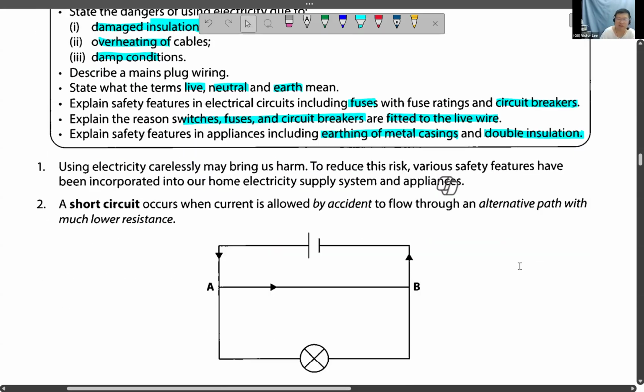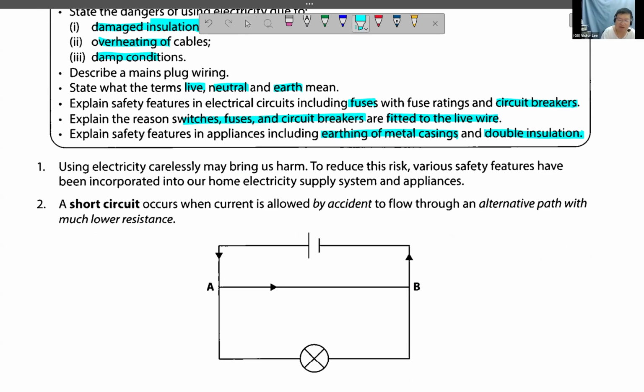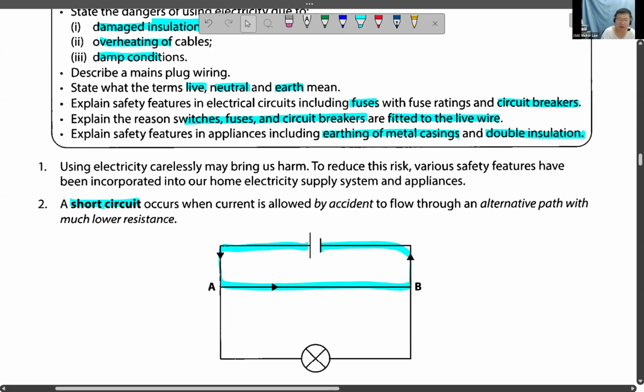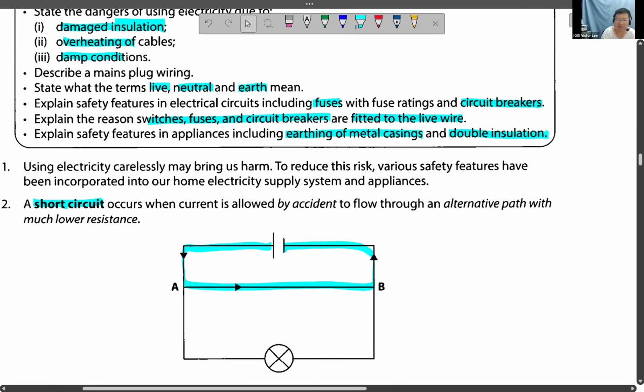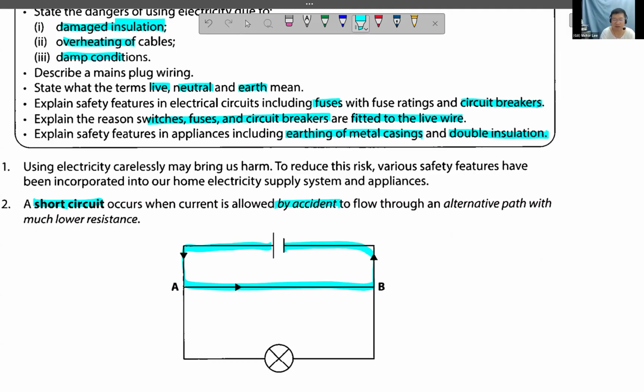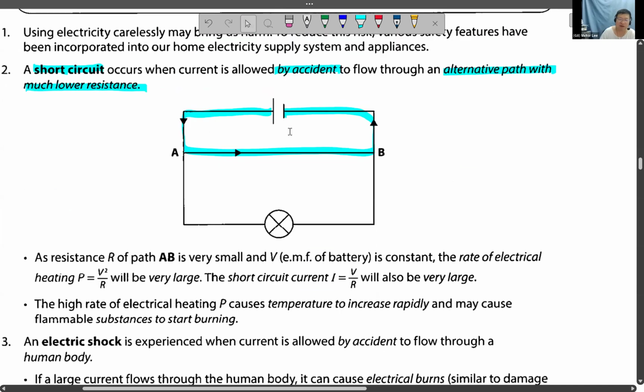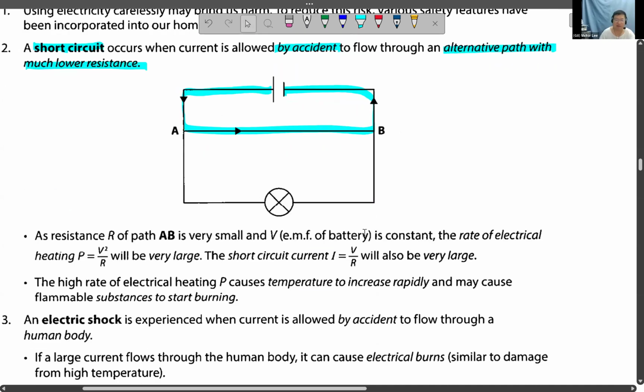So what happens is this: when you have a short circuit, like in this case, current flows like that and goes all the way to the other side. This is a short circuit. A short circuit occurs when current is allowed by accident to flow through an alternative path with a much lower resistance. Nobody wants a short circuit, you spoil the appliances. Usually something is faulty with the equipment, then it will short circuit. In this case, because the resistance is very low, current will not flow through the bulb.